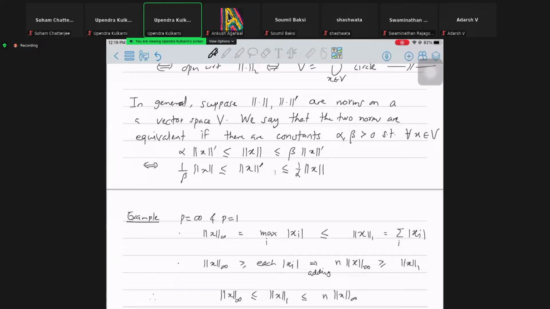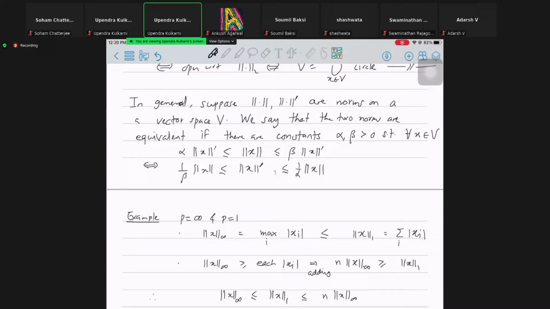So it should be reflexive, symmetric, and transitive. So let's check these one by one. Is it clear that the notion of equivalence is reflexive? Yes, this is just an exercise in language. You just choose alpha and beta both to be 1. Symmetric is what we just saw over here. And transitivity is something that you can just sit down and check quickly. All right, the respective constants will simply get multiplied.